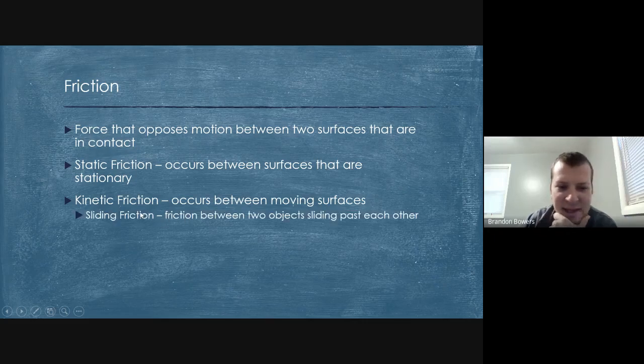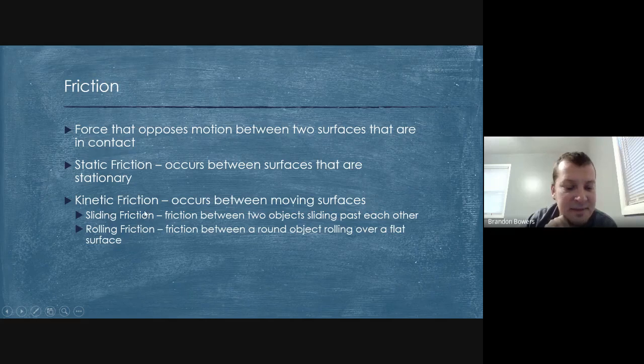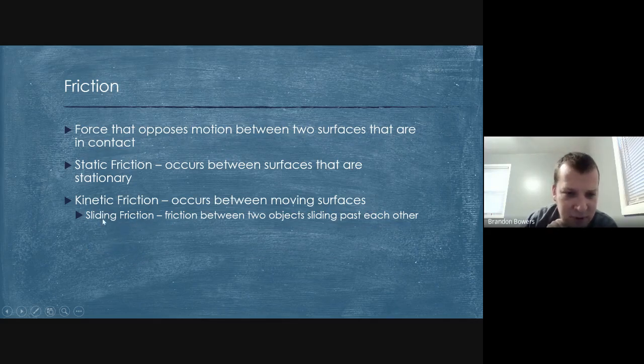Now, there are actually three forms of kinetic friction. Sliding is one of them. Sliding means friction between two objects sliding past each other. Kinetic friction, both of them are moving. That kind of makes sense.